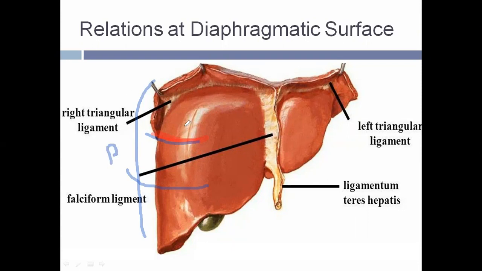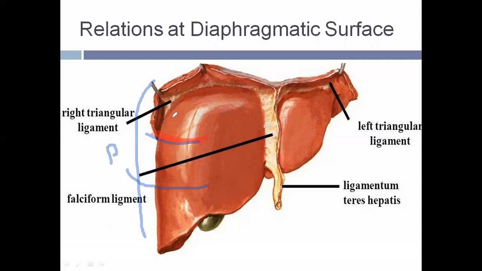Now we'll see about the upper 1/3. The upper 1/3 of the right lateral surface is related to the right lung, right pleura, and the diaphragm. The middle 1/3 of the right lateral surface is related to the right costodiaphragmatic recess of the pleura and the diaphragm. The lower 1/3 is related only to the diaphragm, neither the lung nor the pleura.